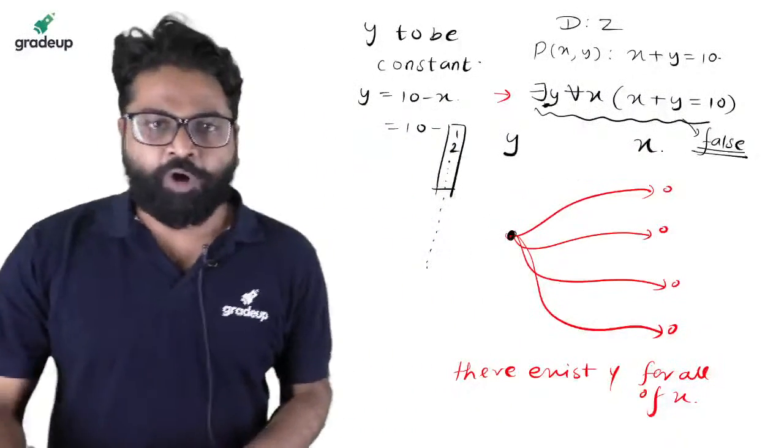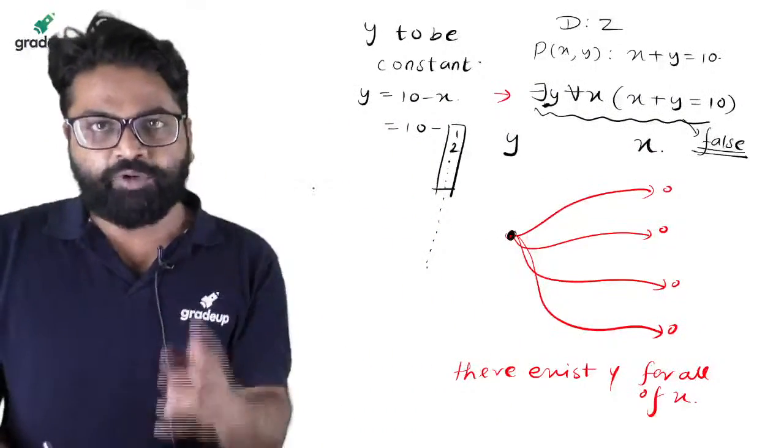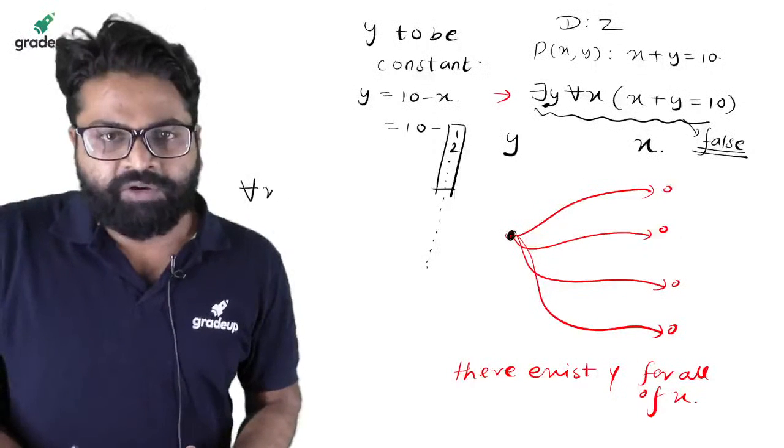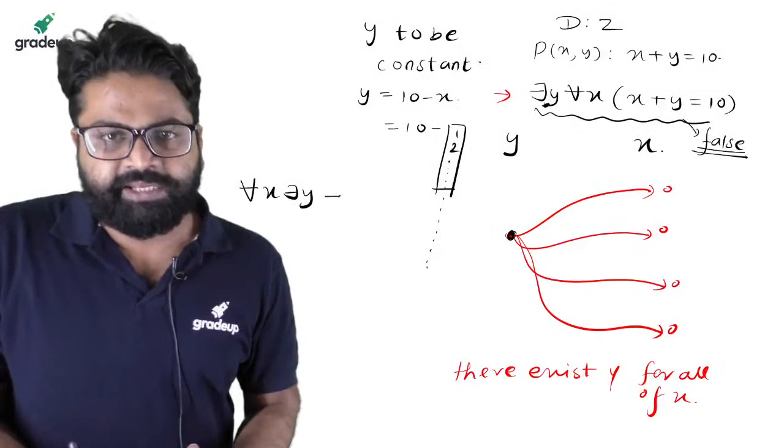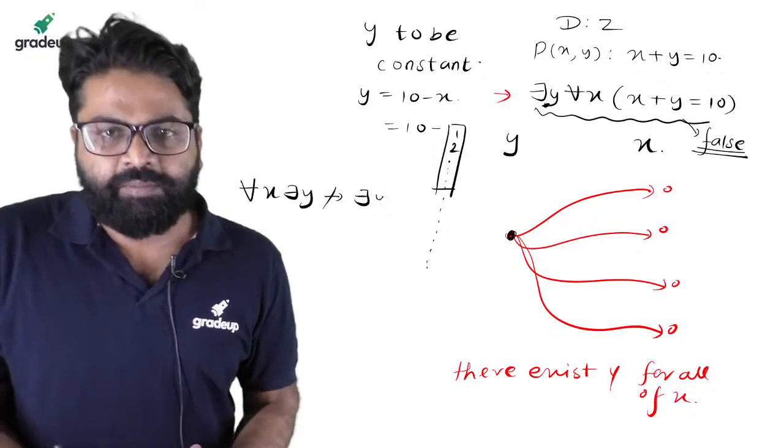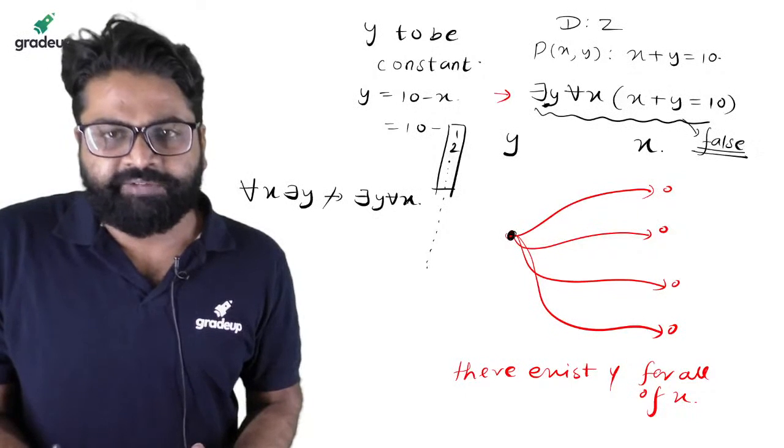So what we have just seen, for the same domain and the same open statement: for all of x there exists y. Can we say that it implies there exists y for all of x? No, it will not be implying.